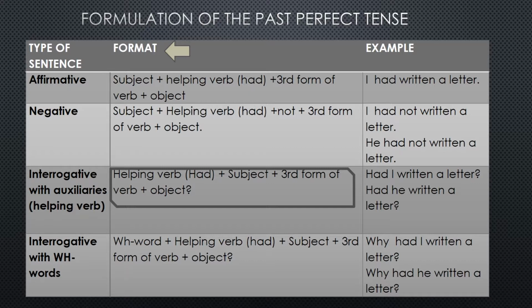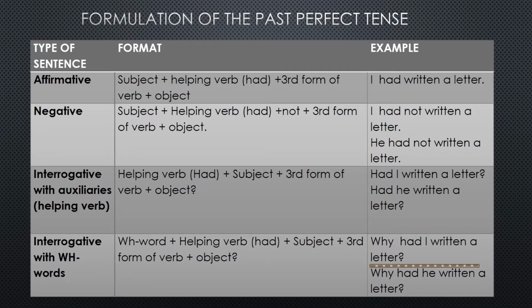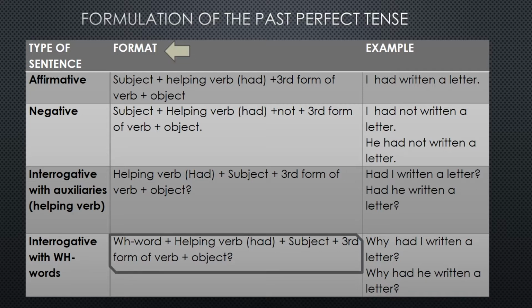The next type of sentence is interrogative with WH words. Examples like, why had I written a letter? Why had he written a letter? The format of these sentences is WH word, helping verb had, subject, third form of a verb, and object, and the end of a sentence is with a question mark sign.